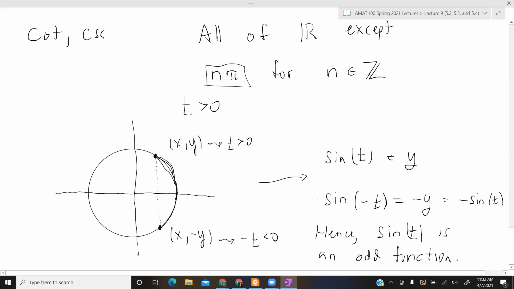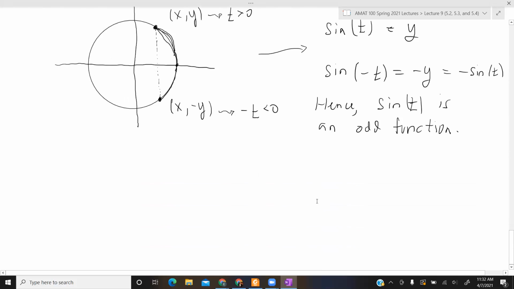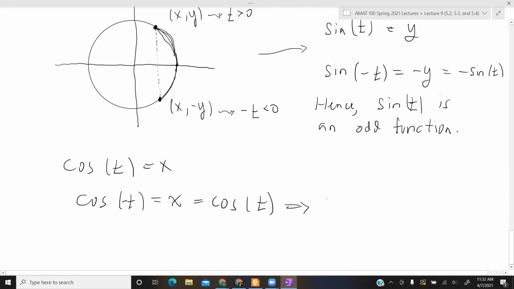Now, notice in this case, if you look at cosine of t, it's equal to x, and cosine of negative t is also equal to x, which means this holds. So what we can conclude is that cosine of t is an even function. And you can do a similar proof for the rest of the functions.